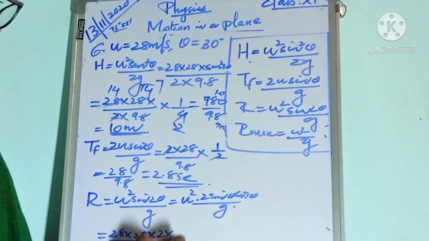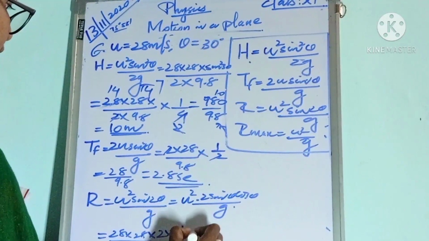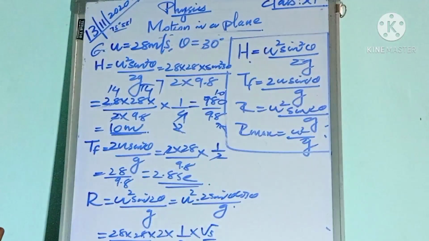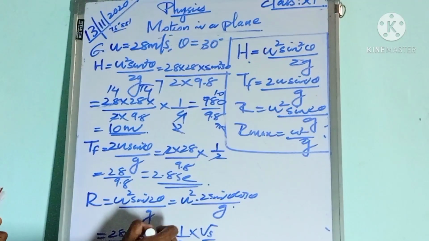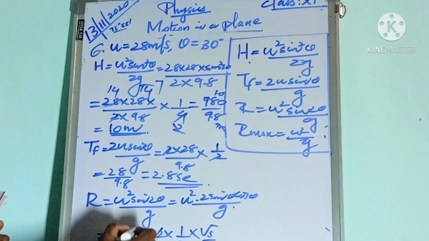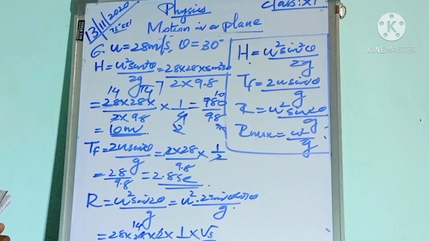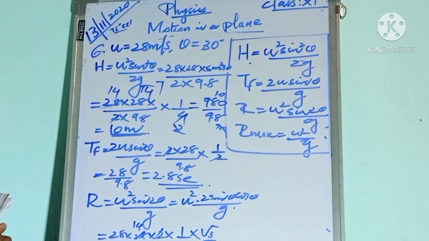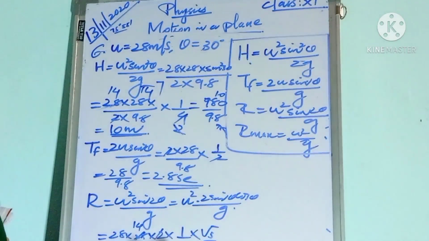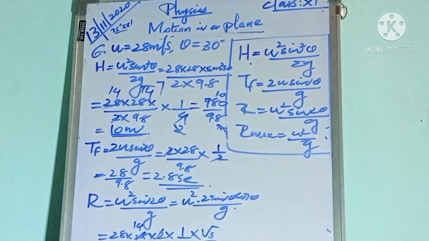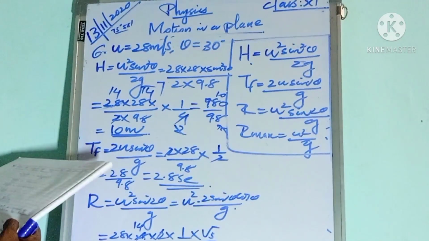Then again, 2 into sine 30, which is 1 by 2, and cos 30, which is root 3 by 2. Here the 2 cancels, and 28 into 14, divided by 9.8, that will give 40. Here it is root 3, so 40 root 3 meter, that is the horizontal range.